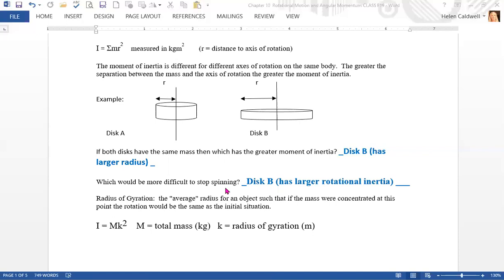Lots of things spin. All right, so the radius of gyration is sort of the average radius for an object. It's as if you had the mass concentrated at that one point. We could use it in calculations. It's a little bit like the rotational equivalent of center of mass. And in an equation, the radius of gyration is given by a lowercase k. We're not actually going to calculate with it. I just wanted you to know what it was if you see it in an equation.